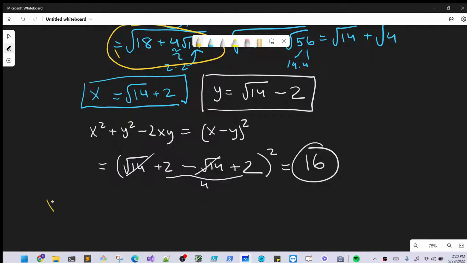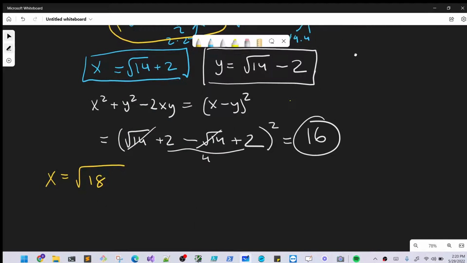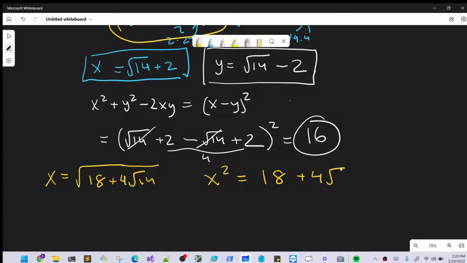So if we say x equals square root of 18 plus 4 square roots of 14, then we can say that x squared is going to be 18 plus 4 square roots of 14. But then, again, we know that y is just differing by a sign, so y squared is going to be 18 minus 4 square roots of 14.